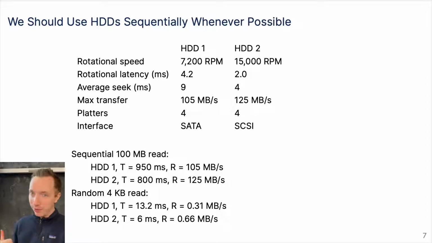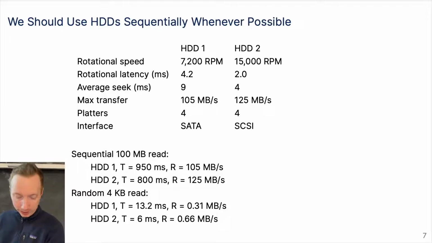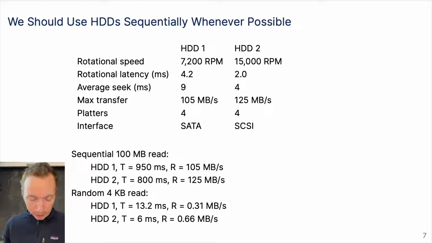So say we have two hard drives here. Hard drive 1 is a consumer one that you could buy off the shelf, and hard drive 2 is more of an enterprisey one. So you can see the enterprise one spins more than twice as fast, which is directly proportional to its rotational latency. A consumer drive might be like 4.2 milliseconds, while an enterprise drive would be something like 2.